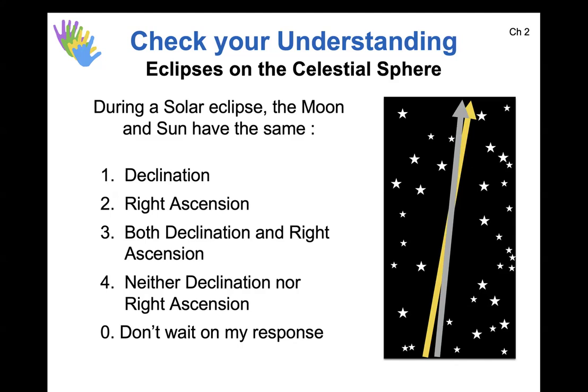I'll give away the answer here, but think about it before I do. Take a moment. Both, because they have to exactly overlap. They can't just share the same declination, because then one might be above or below the other in terms of altitude in your local sky. In order for them to exactly overlap, they have to have the same two coordinates, declination and right ascension.